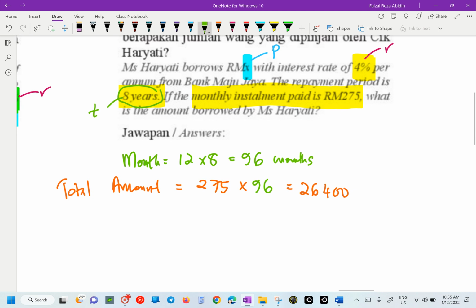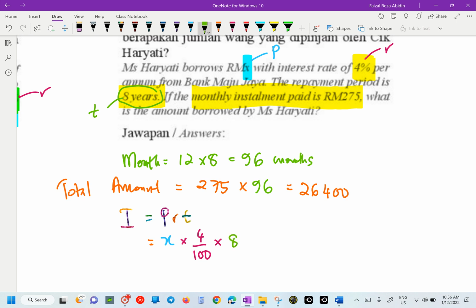So by using the formula of simple interest equals PRT, I didn't have my principal, but we have X, times our rate just now, 4%, times our time here, which is 8. So it's going to be our amount of interest. The amount of interest is going to be in our total amount also.